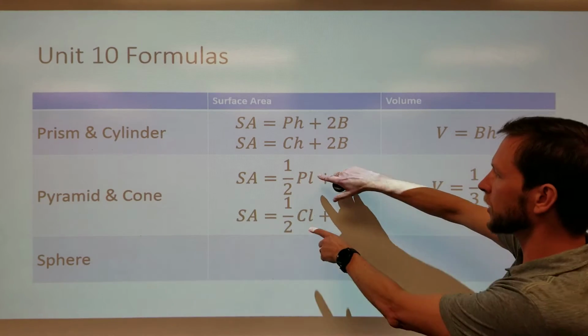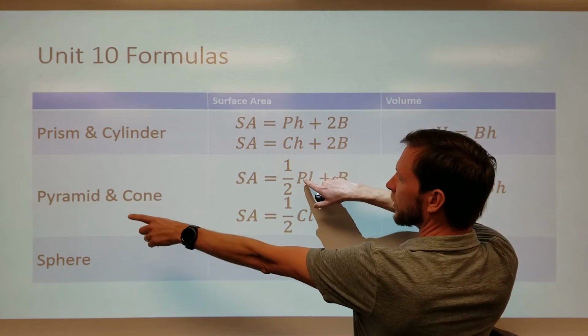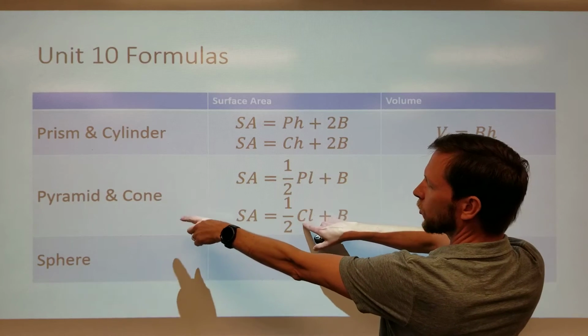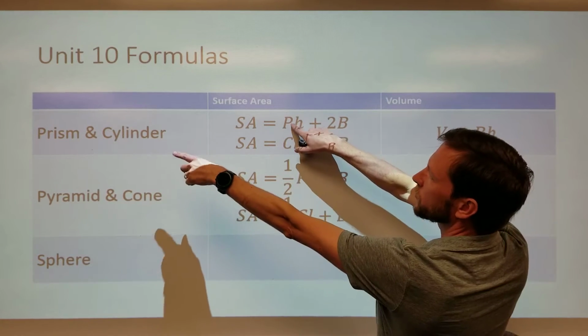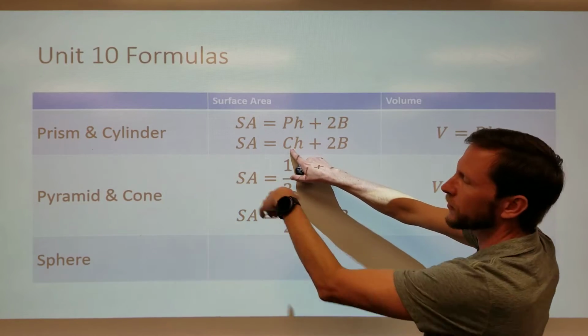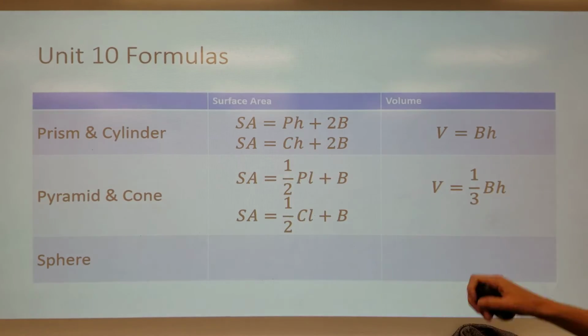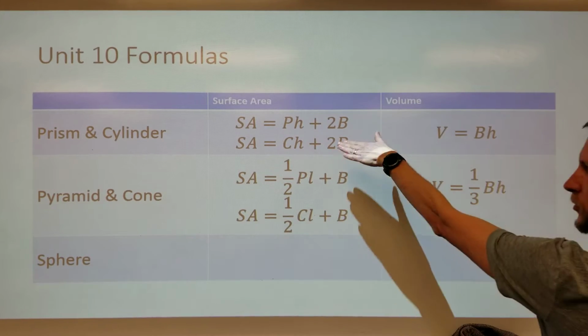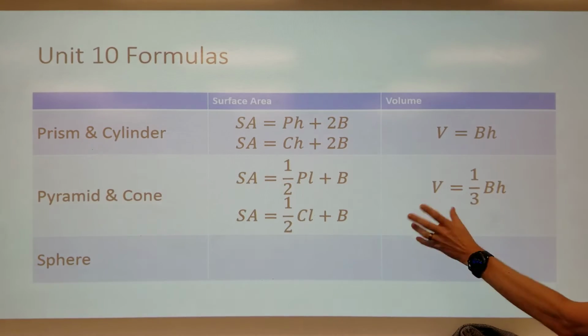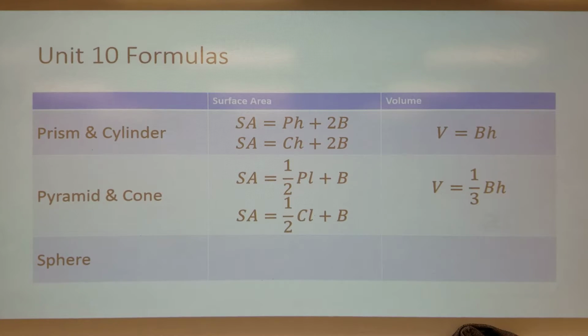The only difference again is pyramids have perimeters around their base and cones have a circumference around their base. Prisms have a perimeter around their base, whereas cylinders have a circumference. So it's just a language difference and just making sure that we're using the appropriate letters. Otherwise, there's just four formulas here for prisms and cylinders, pyramids and cones. And then we're going to add two more today dealing with spheres.